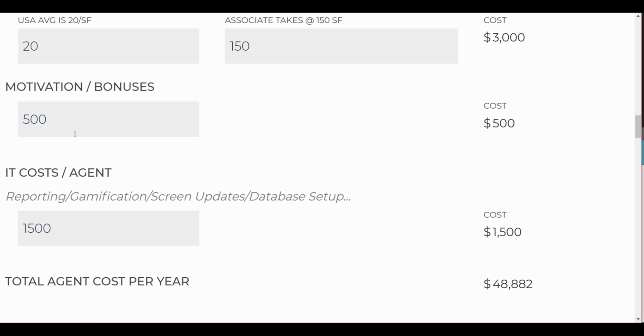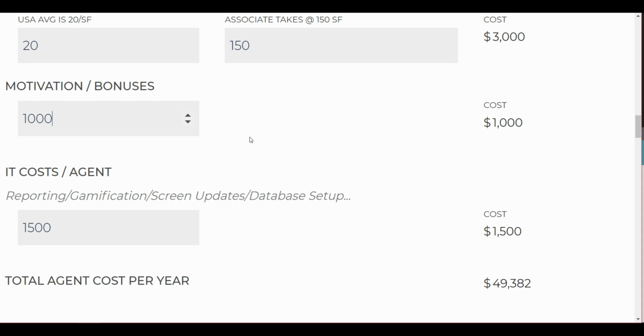So motivations and bonuses, this is probably really low. So let's make that $1,000 per agent. That's for the entire year. So that's things like you're doing lunches and lottery tickets and games and those types of things that you're handing out to your associates. It could also include commission, which is probably going to make that much higher than that.